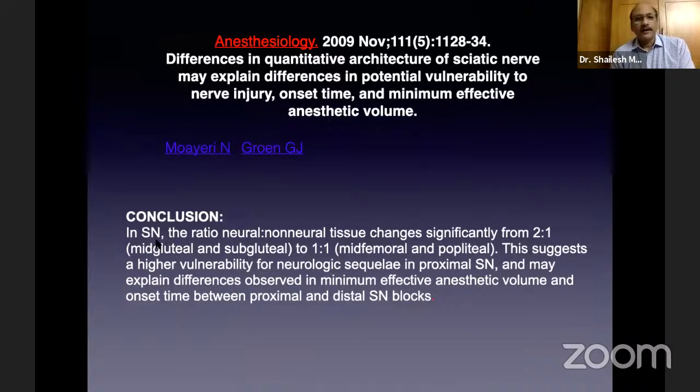So what they have found out is that in the sciatic nerve block, the ratio of neuronal to non-neuronal tissue, actually in all the nerves, changes significantly. At the point from where the nerve starts, the neuronal tissues are much more and the connective tissues are less. As the nerve goes down, the connective tissues go on increasing and the neuronal tissues are less. So the block action is much less, but the chances of nerve damage are also much less.